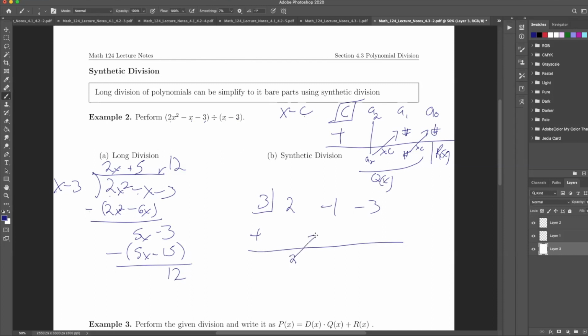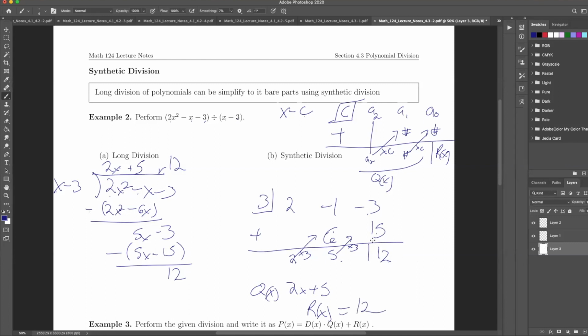We're going to multiply this 2 by 3. 2 by 3 is 6. Okay, then we just add this up. So negative 1 plus 6 is positive 5. And then we multiply this 5 by 3, and this gives us positive 15. Positive 15 plus negative 3 is 12. And notice here, so this is the coefficient. So 2 and 5 are my coefficients, and this is my remainder. So this would be 2x plus 5. So that's my q. My q of x is 2x plus 5. My remainder r of x is 12.